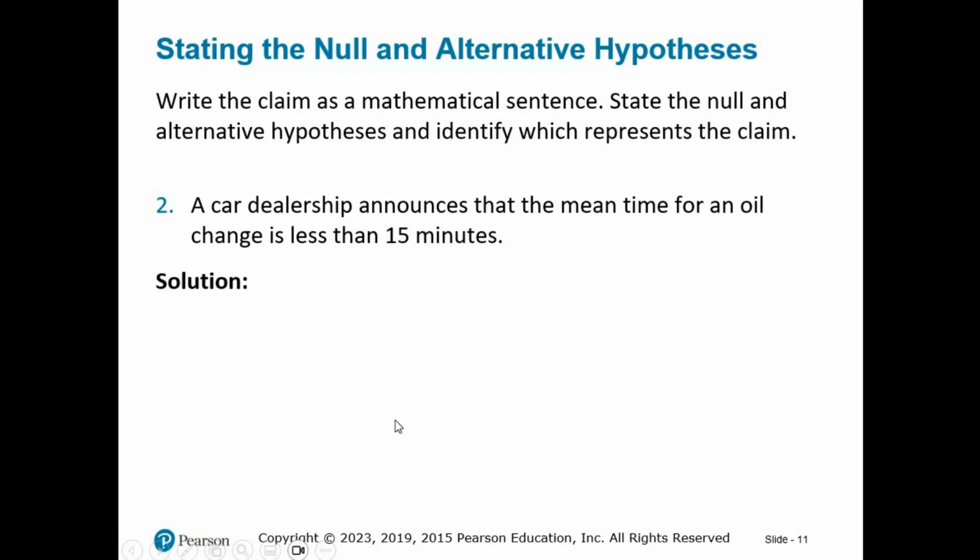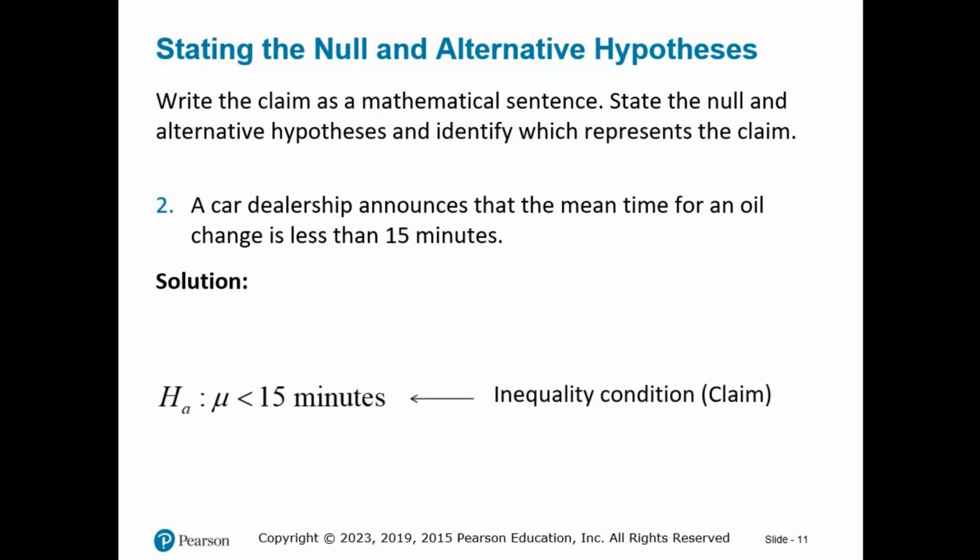Because the claim says less than, not less than or equal to, we're dealing with strictly an inequality. So our claim needs to go in the alternative hypothesis. And we're dealing with mean time, so that means mu. So H sub A is mu is less than 15 minutes, and that is our claim. Now we need to figure out what to put for our null hypothesis. And remember, we need an equality statement that is the complement to less than. That would be greater than or equal to. So H naught would be mu is greater than or equal to 15 minutes. Great work. Okay, let's do another.